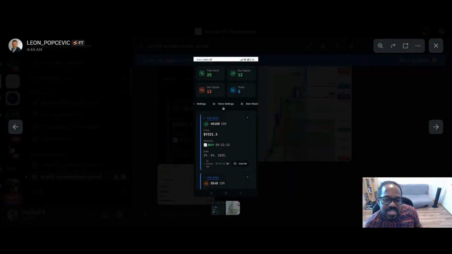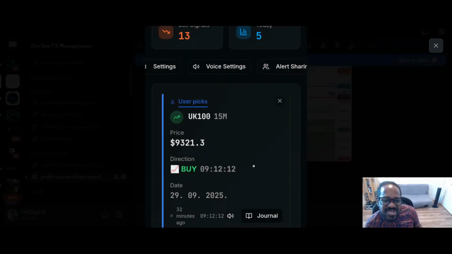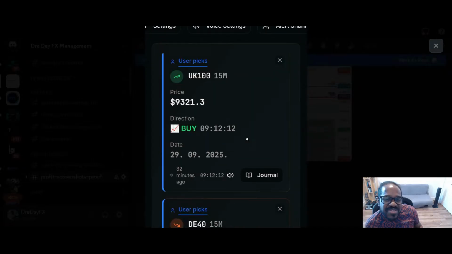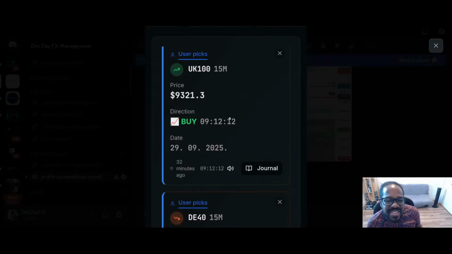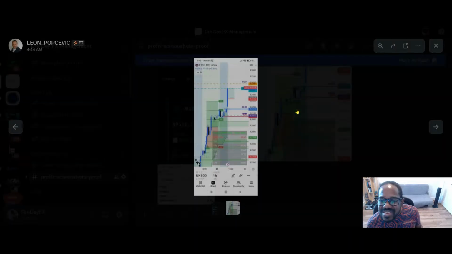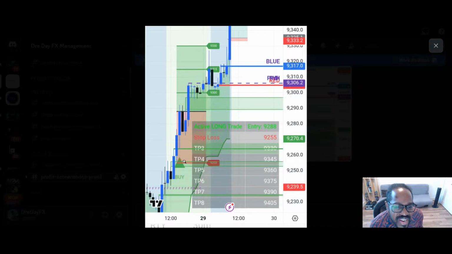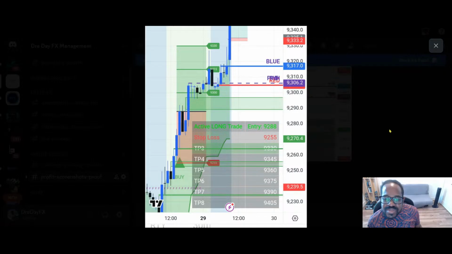Perfect. So let's look at the alert in question. So this is the alert here that we had. UK100 buy signal. All right. And the date, perfect. So that was at 9:12 your time. Let's look at the setup. So it was a buy. So signal was right here for a buy, and as you could see, price had a big continuation here in the upside. That's perfect. And let's look at the result.